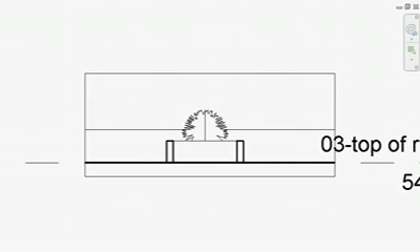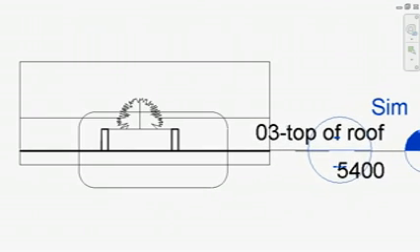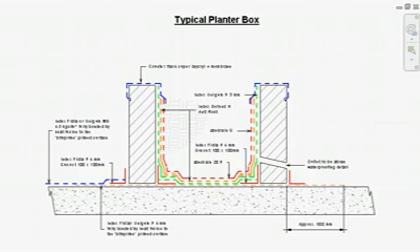So I'm going to put a callout on this, and I'm going to link that callout with one of the views from the ABE detailing, so the typical planter box. Okay, let's do that. Select where I want my callout, and then let's go to the callout. And there we go. So going to that callout view highlights this over here.